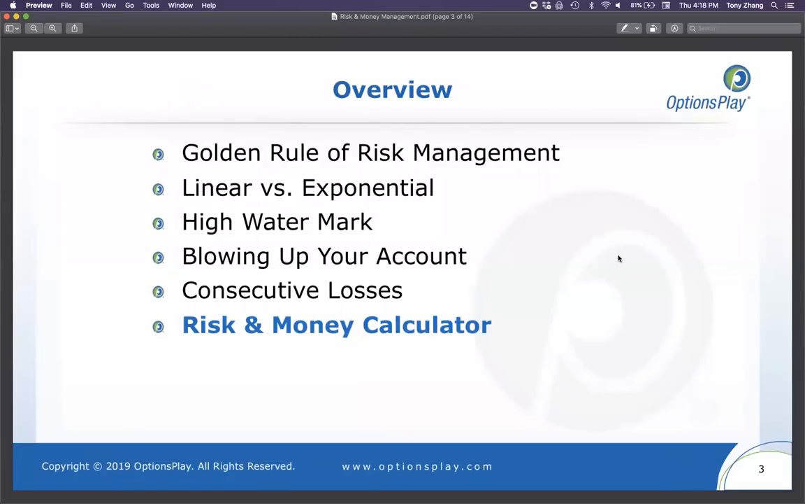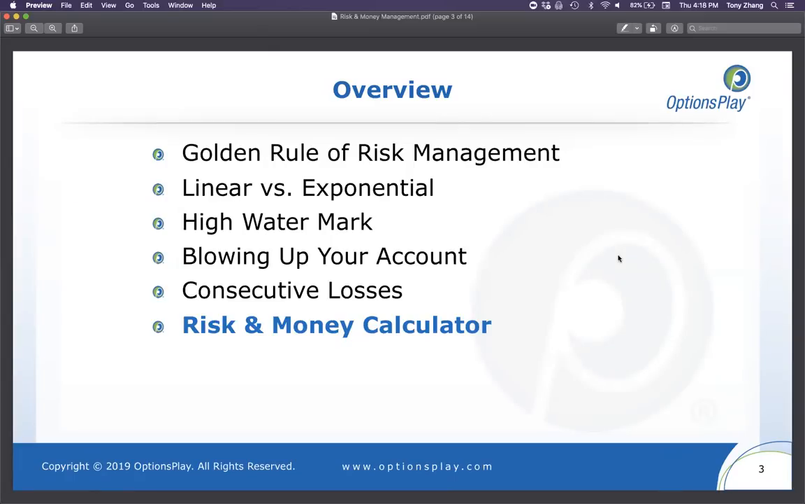We're going to go over a few different things here today, and we're going to work our way backwards. So first, I'll talk a little bit about what the golden rule is when it comes to risk management. I'm going to start with that just so everyone knows what the end result is, and then we're really going to work our way back to how we get to that golden rule, or how we get to that number.